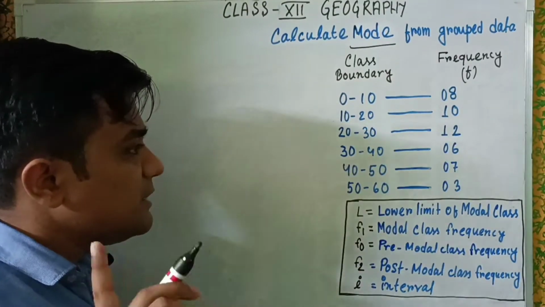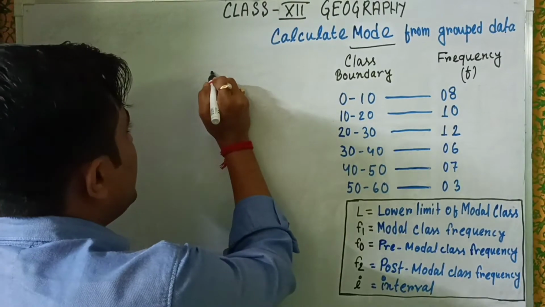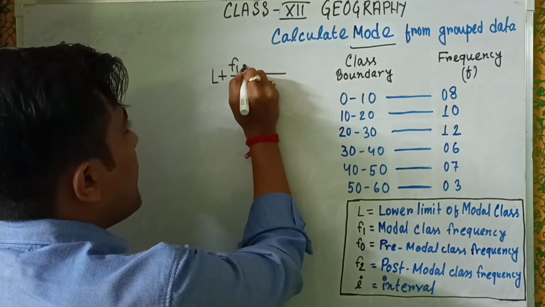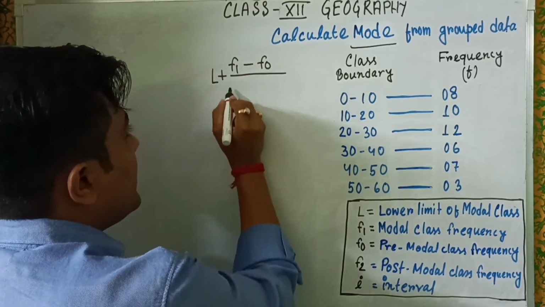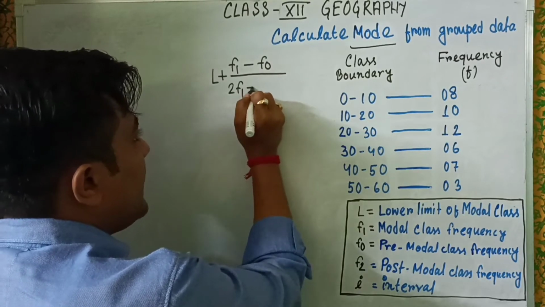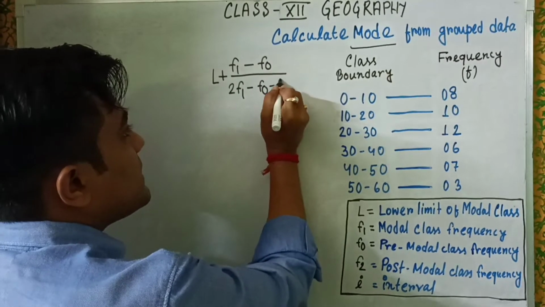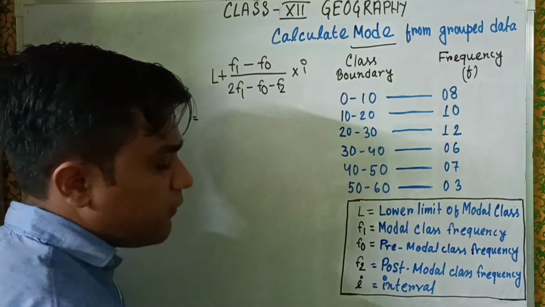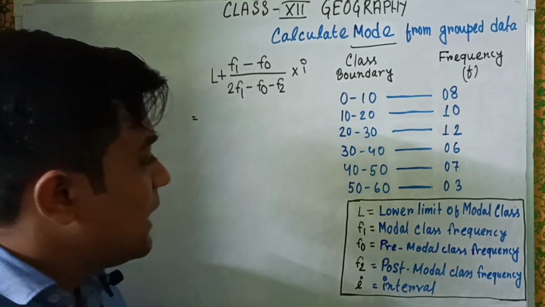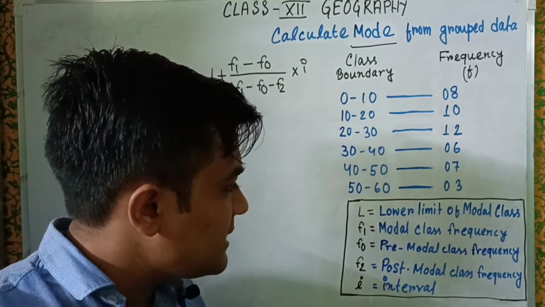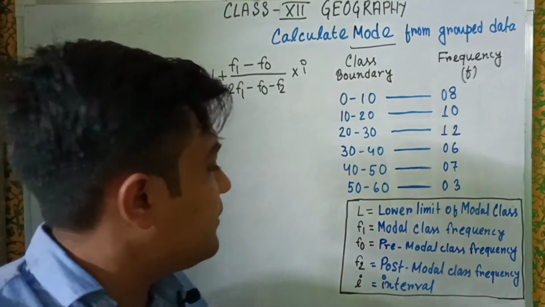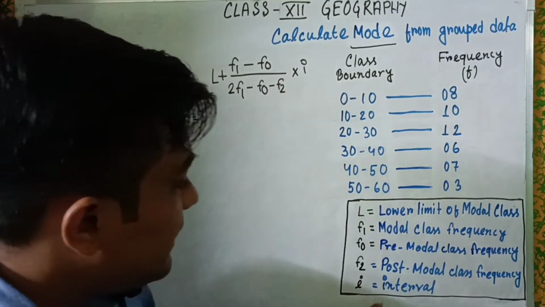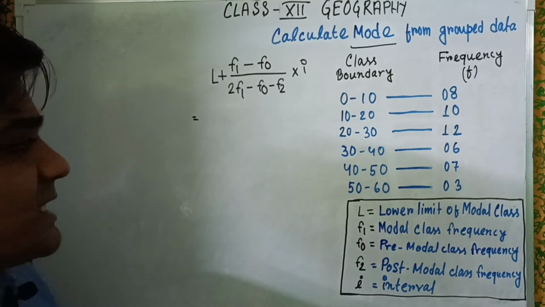So you have to remember just one very easy formula, and the formula is L plus (F1 minus F0) divided by (2F1 minus F0 minus F2), into I. What are the full forms or meanings of these short forms? L means lower limit of modal class, F1 means modal class frequency, F0 means pre-modal class frequency, and I means interval. So you have to just identify.